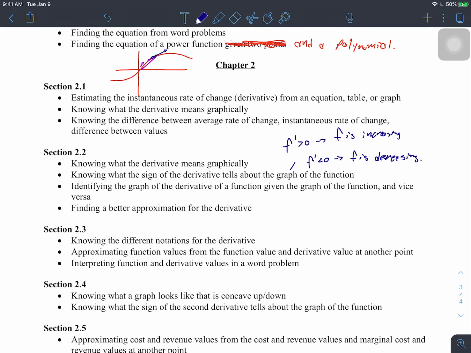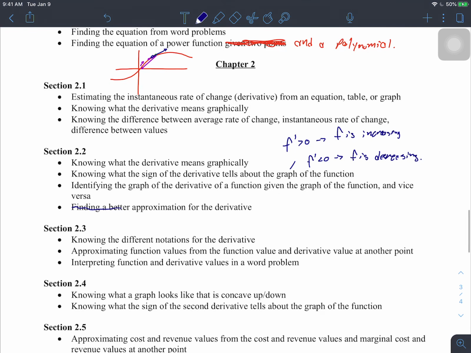So finding a better approximation for the derivative. I'm going to cross that out because I don't know what that's talking about. That might be something specific to their class.